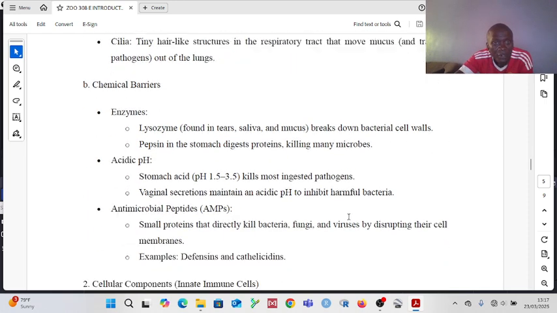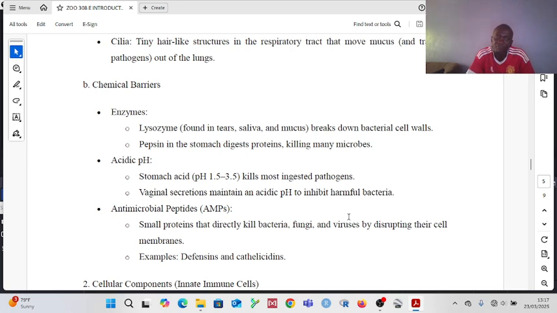We now move to the chemical barriers. First chemical barrier, enzymes. We talked of the lysozyme. These are found in tears, in saliva, and even in mucus. What the lysozyme do is they help to break down the bacterial cell walls. Then within the stomach, we have pepsin. Pepsin helps in the digestion of proteins, but it also helps in killing so many microorganisms. Remember, for pepsin to work, there must be an acid.